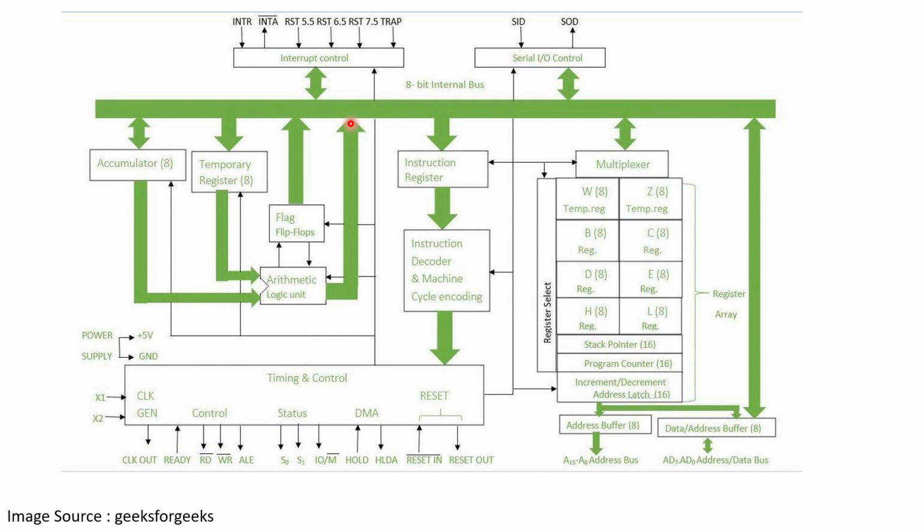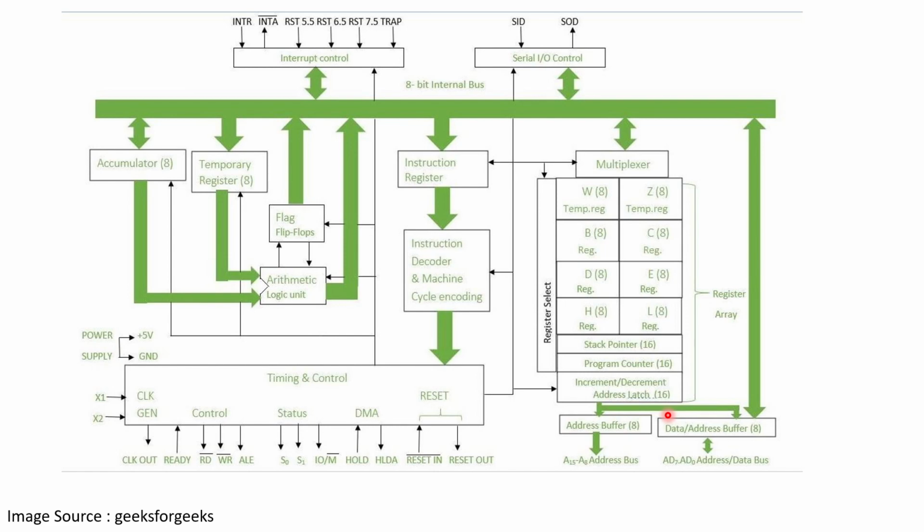So there are these 5 interrupt signals. These are trap, RST 5.5, RST 6.5, RST 7.5, and INTR. And the order of priority is: trap is greater than RST 7.5, which is greater than 6.5, which is greater than 5.5, which is greater than INTR. And then we have the data bus, which is a bidirectional data bus and carries the data which is to be stored. And we have the address bus, which is unidirectional and carries the location of where data is to be stored.